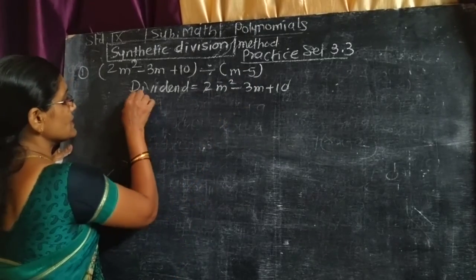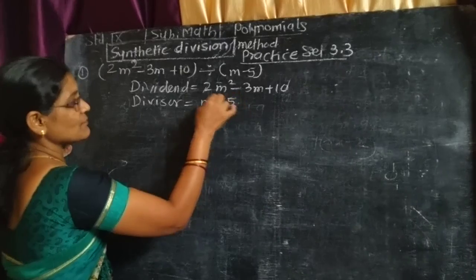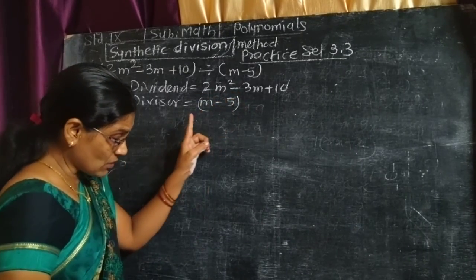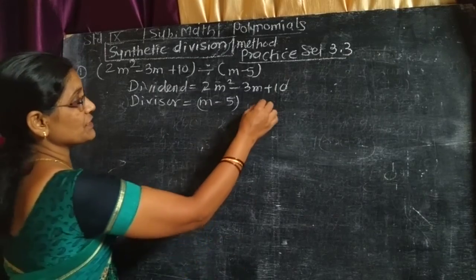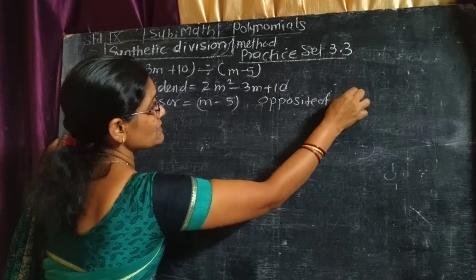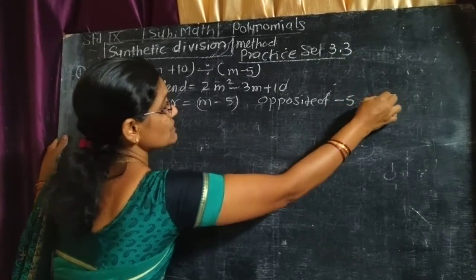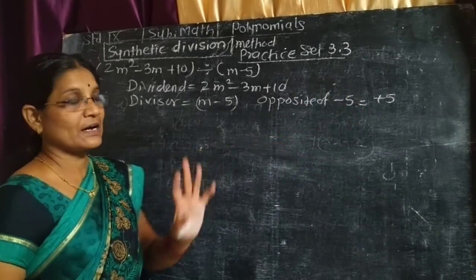नाउ द डिव्हायझर is equal to m minus 5, and here this minus 5, take its opposite, meaning the opposite of minus 5 is equal to plus 5. या minus 5 चं opposite term आपण काढलं 5.